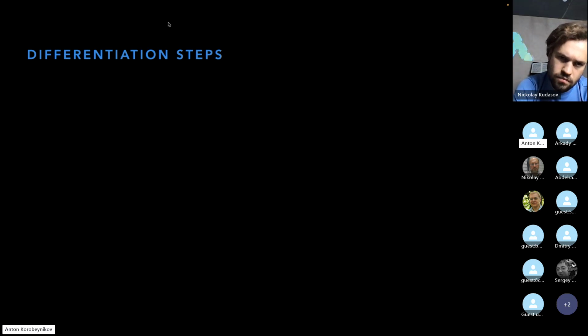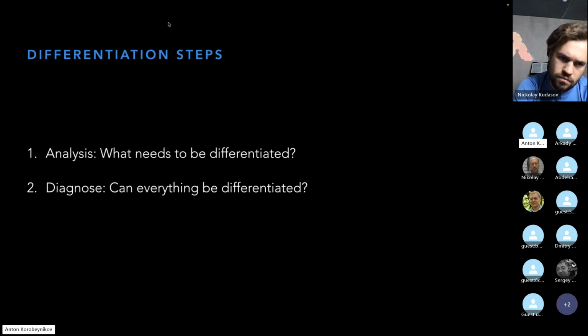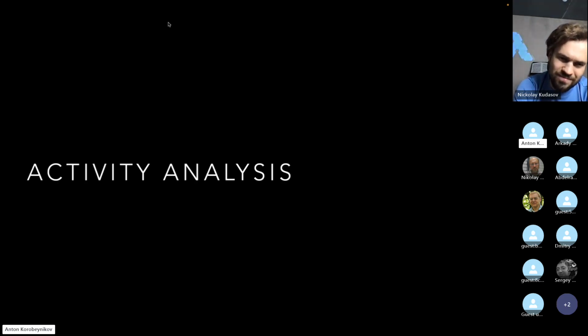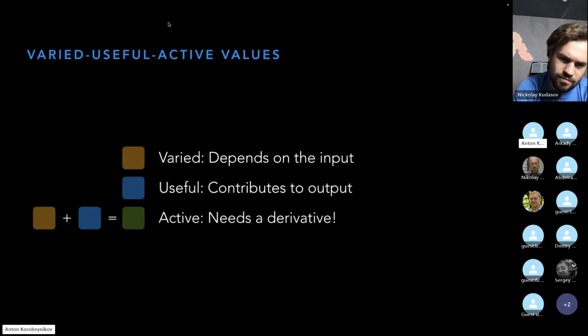All right, so differentiation in the compiler has 3 parts. First, we analyze what needs to be differentiated. Second, we diagnose the operations that cannot be differentiated. And finally, the differentiation transform produces derivative functions. Activity analysis is the static analysis that detects what exactly needs to be differentiated. Here we have 3 different notions for values. Varied values depend on the input. Useful values contribute to the output. And active values are both varied and useful, and they need a derivative.